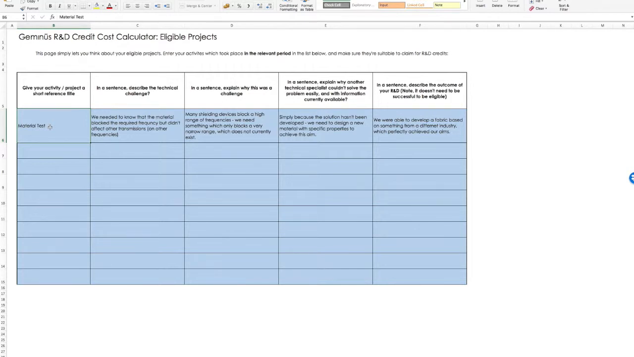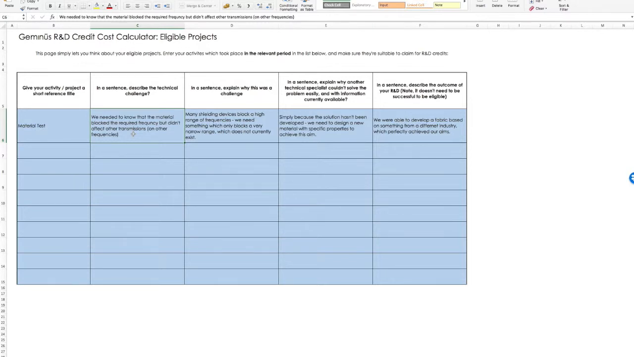So if you put a long title in, you'll get some horrible text wrapping or overlapping going on that we don't really want to see. So a nice short title that describes, or acts as a reference for, the activity or the project. We then, in a sentence or so, describe what the technical challenge is. So here I've said we need to know that the material blocked the required frequency but didn't affect the transmission. Something quite simple, quite straightforward, that gives the reader a feel for what is happening.